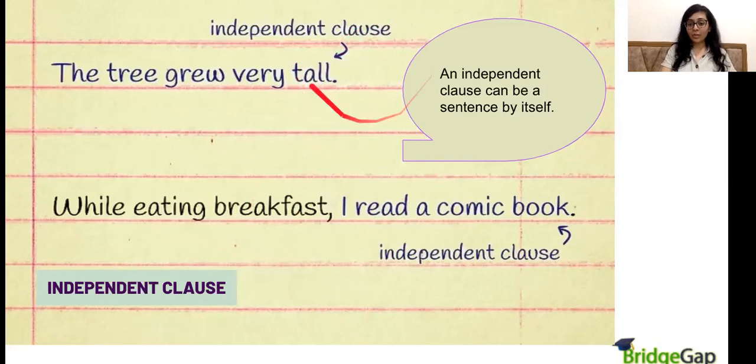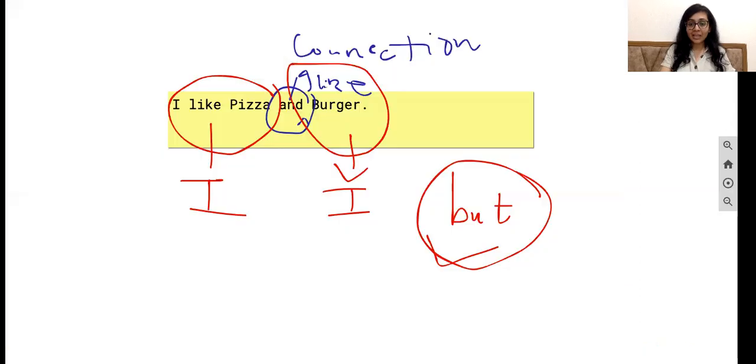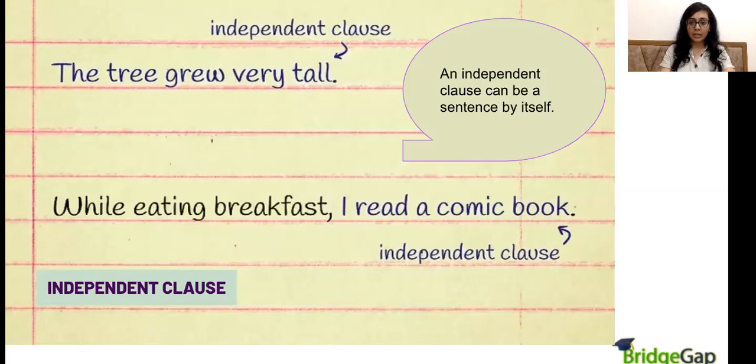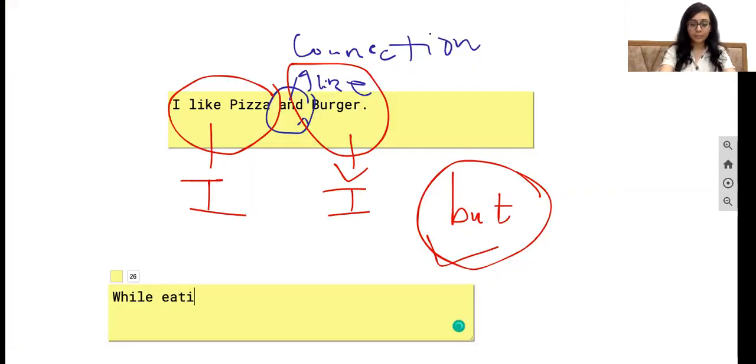It needs some more information. So the first one, we know it's an independent clause, but while eating breakfast, what? It's a dependent clause. It is dependent on, I read a comic book. I read a comic book is an independent clause. It doesn't need any other information. But while eating breakfast, I read a comic book. Just focus on this part.